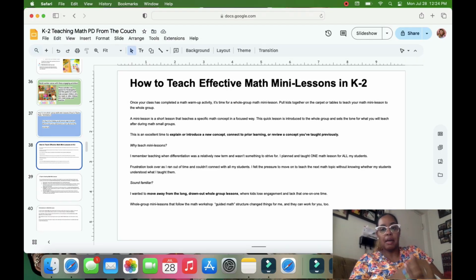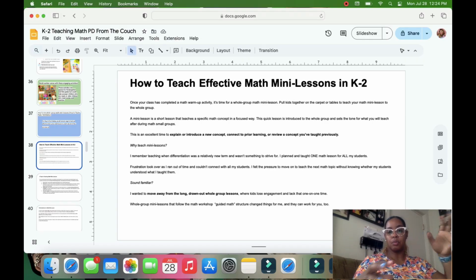So how to teach effective math mini lessons in K through second is, once your class has completed the warm up activity, it's time for a whole group math mini lesson. You'll pull together the kids on the carpet or tables to teach that math lesson to the whole group. A mini lesson is just a short lesson that teaches a specific math concept in a focused way. The quick lesson is introduced to the whole group and sets the tone for what you're going to teach after during math small groups. So this is an excellent time to introduce new concepts prior to learning, and of course, review a concept that you've already taught previously.